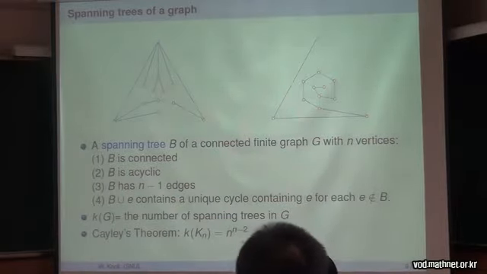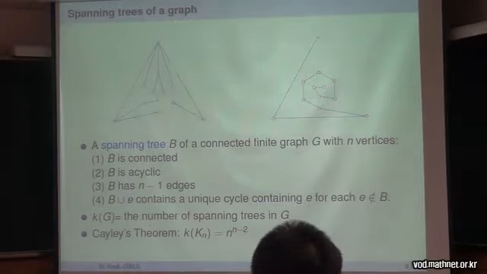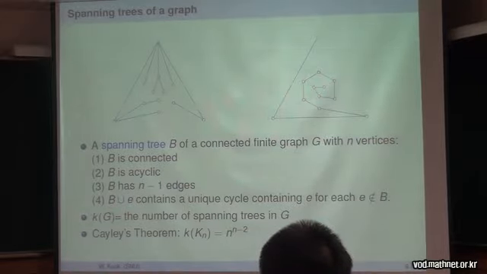A very well-known result is Cayley's theorem, which says that for the complete graph on n vertices, the number of spanning trees is n to the n minus 2. Towards the end of the talk, we'll see why this minus 2 appears in a bigger picture. That minus 2 is not just an accident, but it's going to appear over and over again in bigger classes of simplicial complexes.